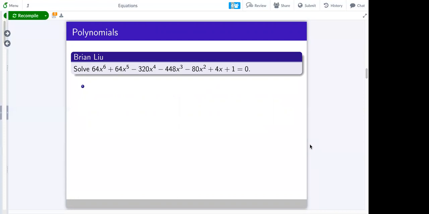So here's the first problem for today. And you just have to find the solutions in x for that 6th-degree polynomial.